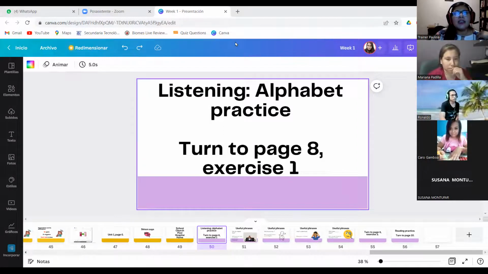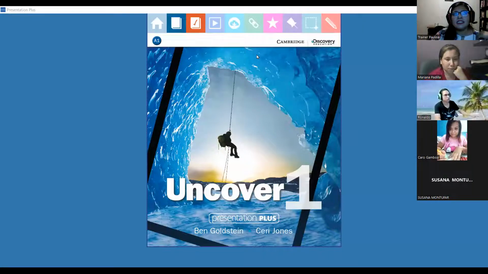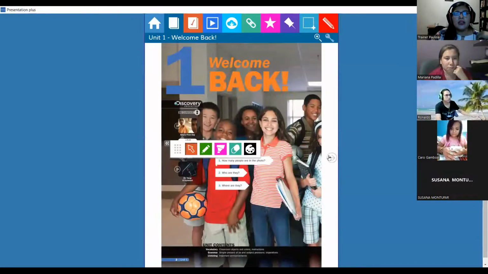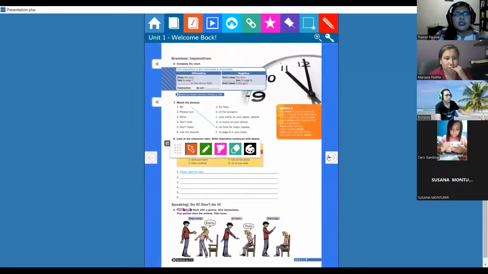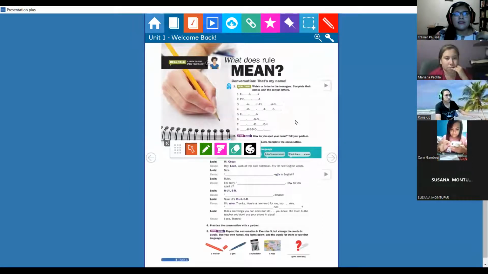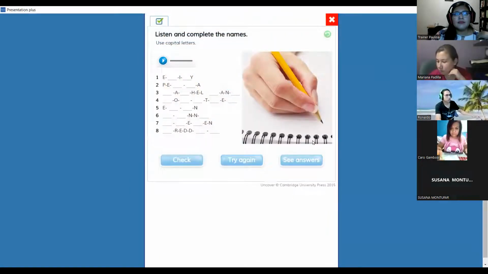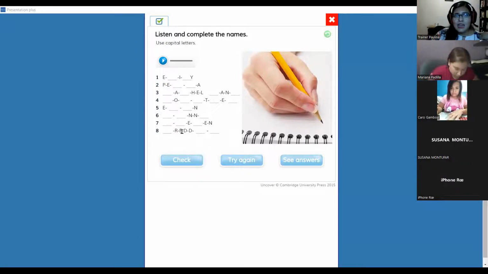Let's open up the book. Can you guys see the book? Yes. Awesome. So it's unit 1, page 8. Here it is. Okay, so again, I'm going to play the audio. You're going to listen and you're going to complete the names that we have here. We ready? I'm going to take that as a yes. I'm going to ask you guys to mute your microphones.